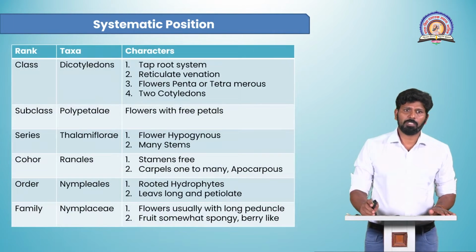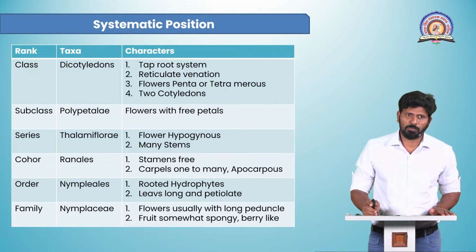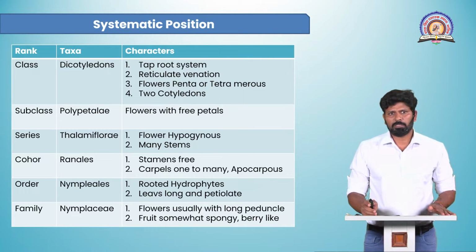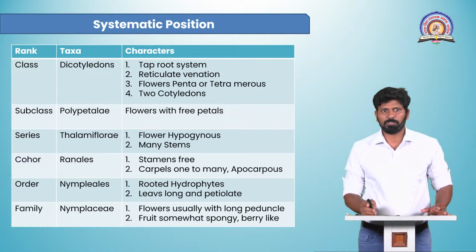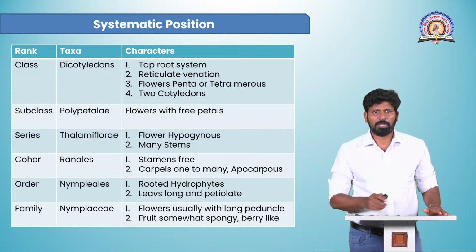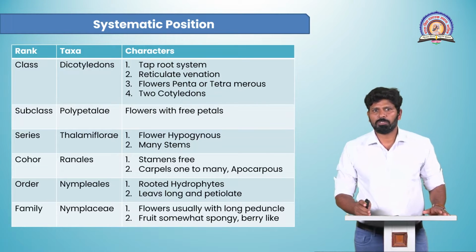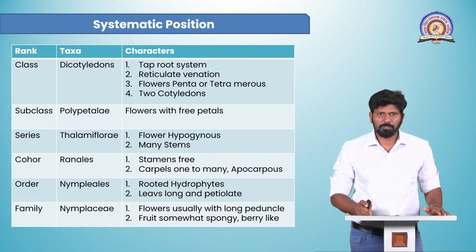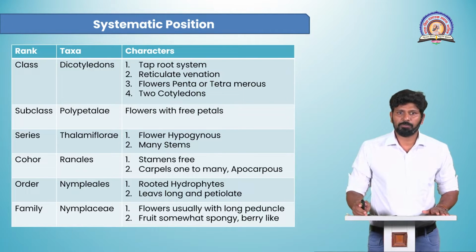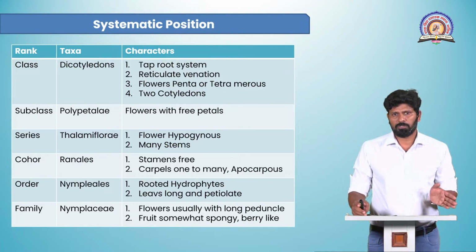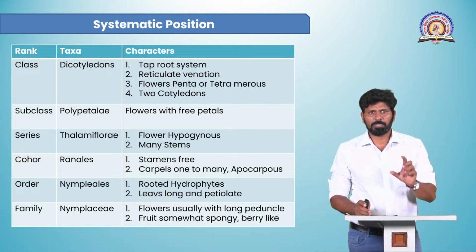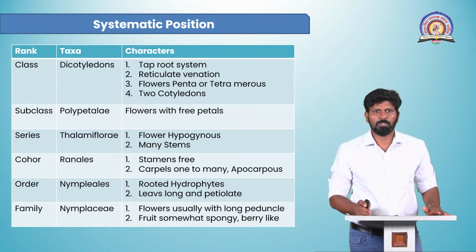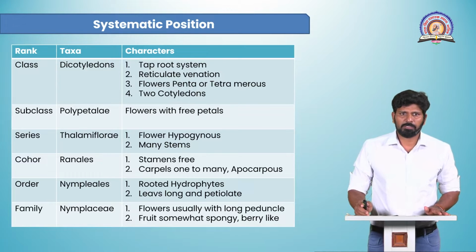Now first, the systematic position. This is the systematic position of the family Nymphaceae. In the rank of class, it is placed in dicotyledons. Why is it placed in dicotyledons? Because it has a taproot system, the leaves have reticulate venation, the flowers are pentamerous or tetramerous, and there are two cotyledons. These are the characters represented by dicotyledonous plants. So this particular family is placed in the class dicotyledons.